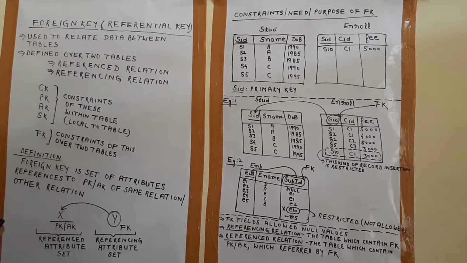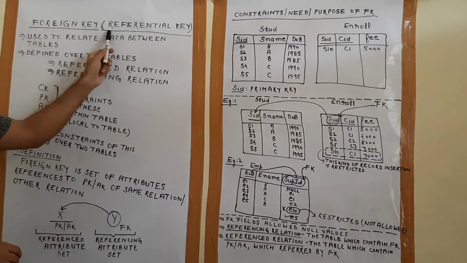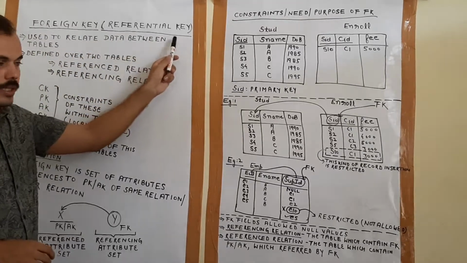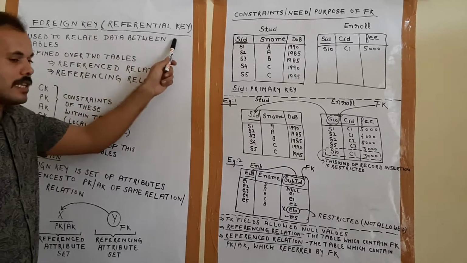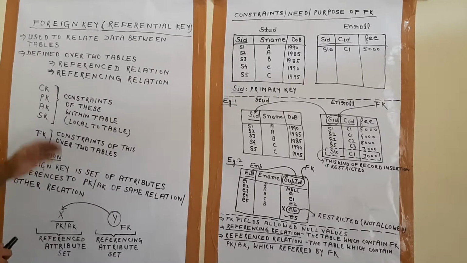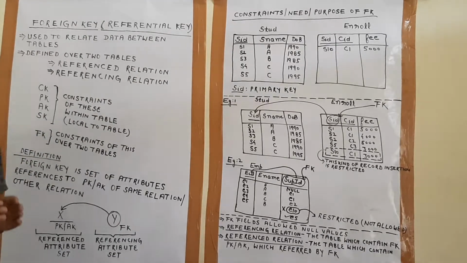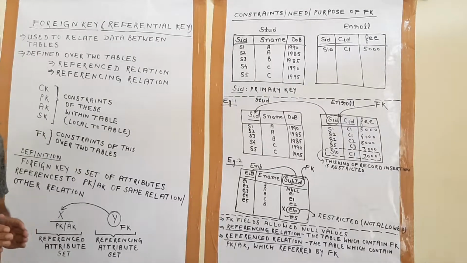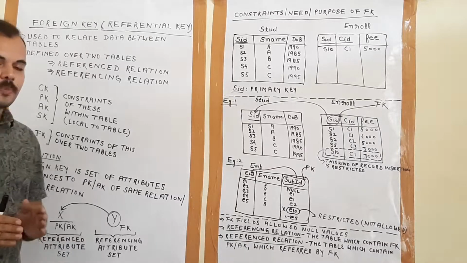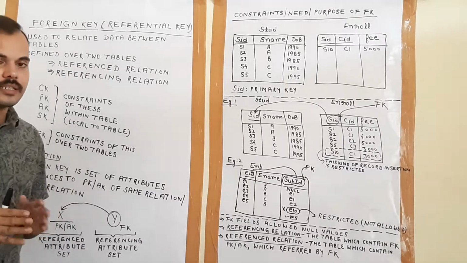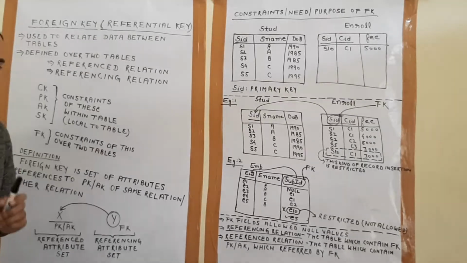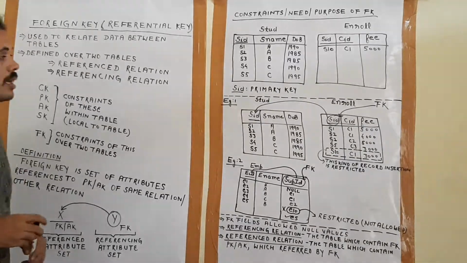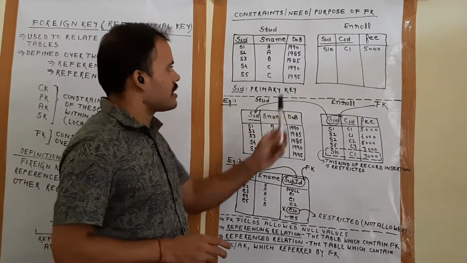Okay, see, foreign key. Foreign key is also known as referential key. Understood? Foreign key is also an integrity constraint. I will explain how it is an integrity constraint. See this example.